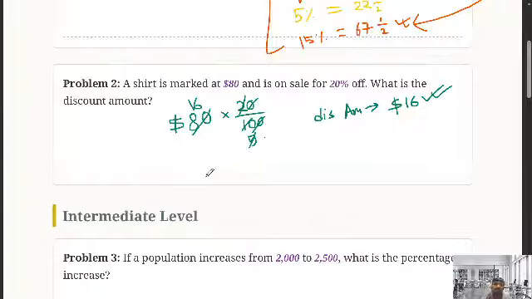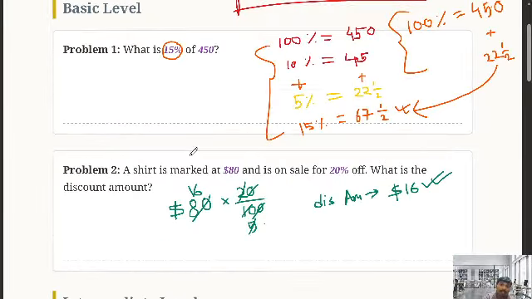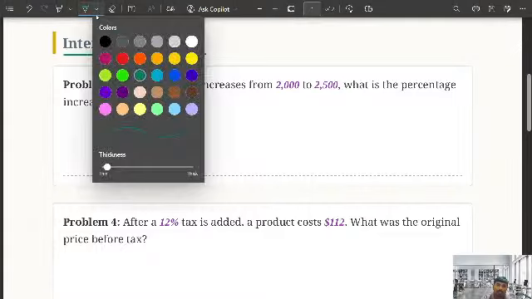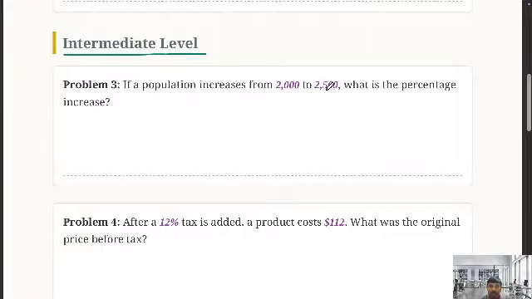Very welcome. So now the intermediate level question. These four problems were basic level. Now we are moving to the intermediate level question. Here we go. Population increases from 2000 to 2500. What is the percentage increase?